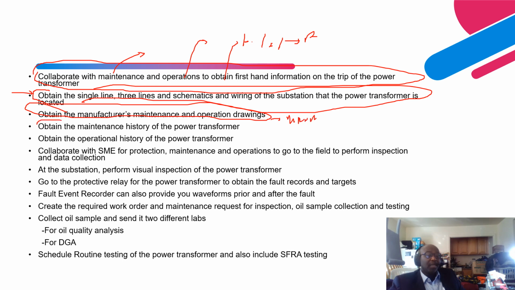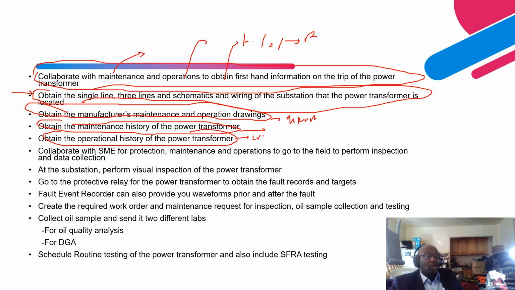Then you need to obtain the maintenance history of the transformer. That's one of the most important documents. And also the operational history. That is where you can talk to the operators about what they've seen in the past; they have a log of all those things. So you go through that operational logbook to obtain any operational challenges that the transformer has encountered.